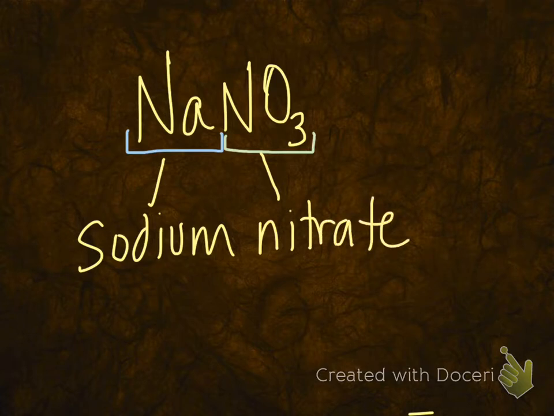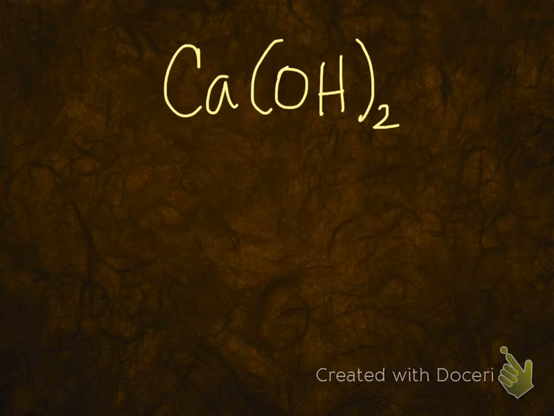Anytime you see more than 2 elements in a compound at this level of chemistry, you should be thinking that somewhere in there, there's a polyatomic ion. Guess what this is called? Sodium nitrate. Wow, that was easy.